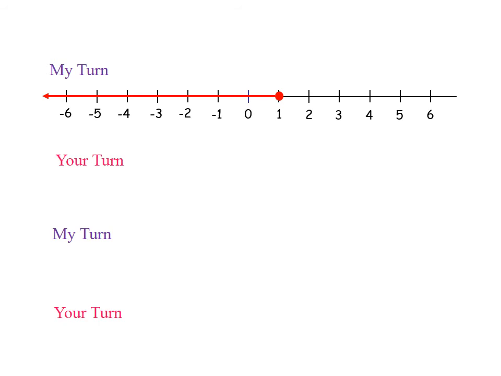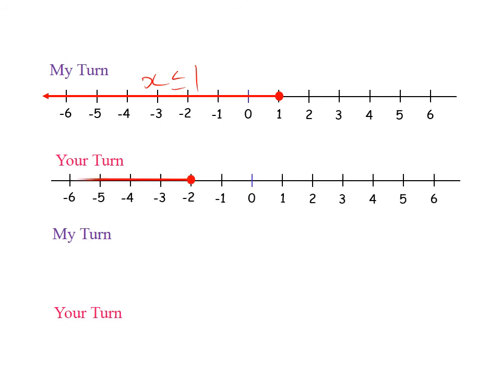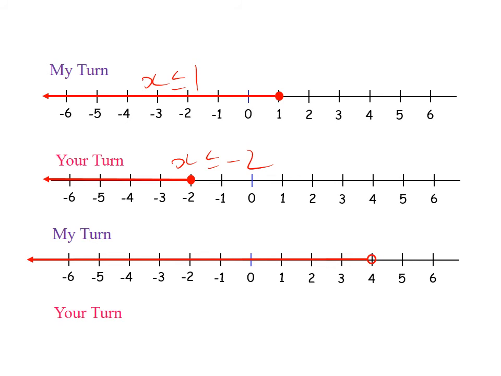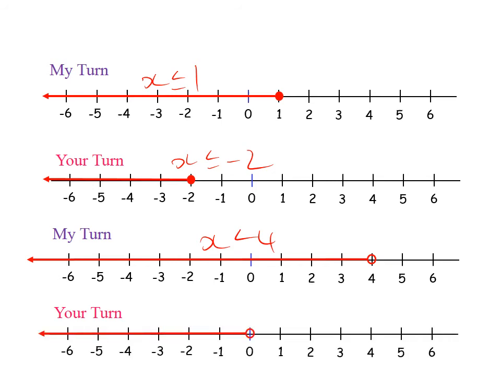A solid dot here, x is smaller than or equal to 1. Now your turn. X is smaller than or equal to -2. Now we've got a hollow dot. X is smaller than 4. Your turn. X is smaller than 0.